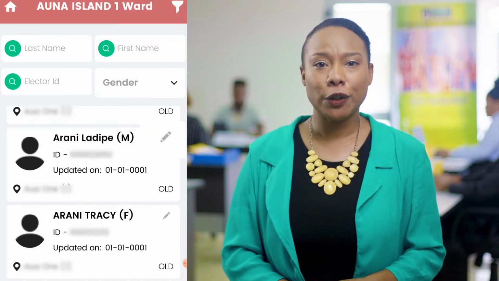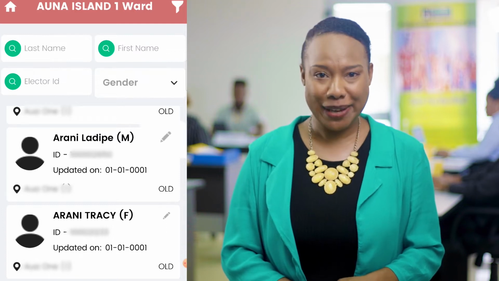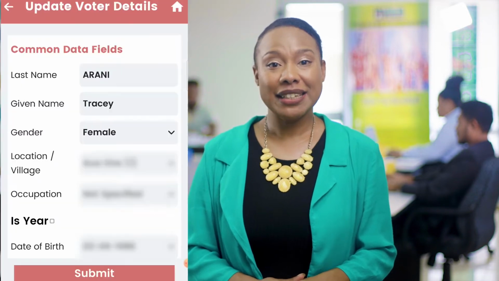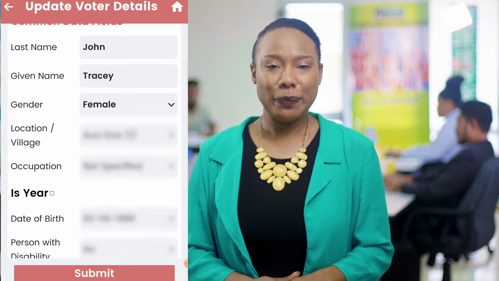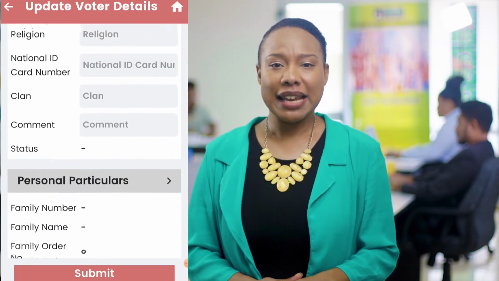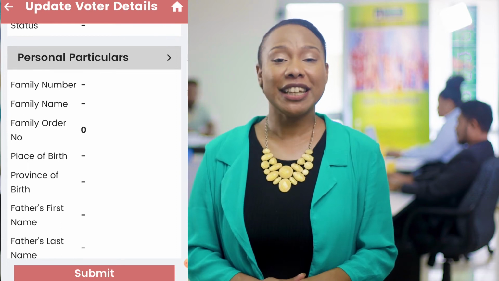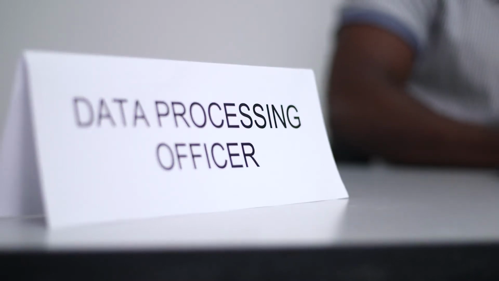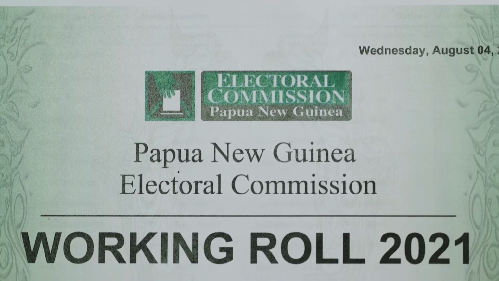Once you find the elector whose information you are to amend or correct, click the pencil symbol on the top right corner on the box of that name. The Update Voter Details page appears, in which you can make edits in accordance with those that appear in the working roll. For example, you can edit the last name, given name, gender, occupation, date of birth, disability, and other information such as religion, clan, or other comments made. Data processing officers are only allowed to make changes that are marked on the working roll.